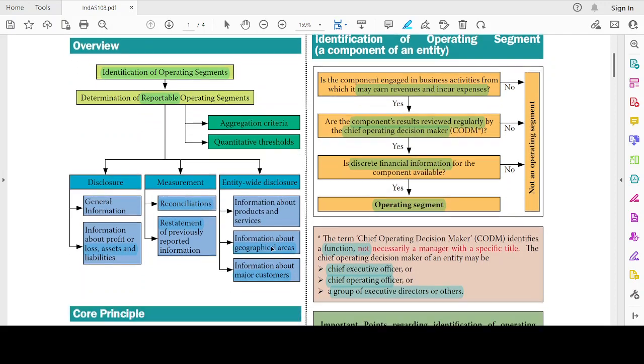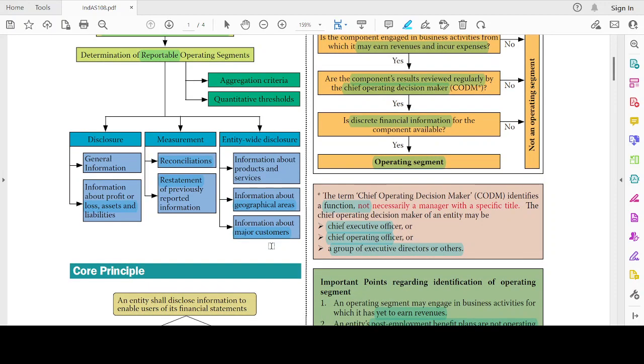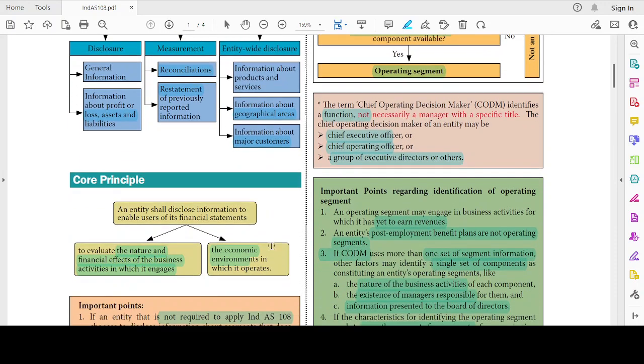Then the term CODM, that is Chief Operating Decision Maker, means the person with the function and not the mere designation. For example, it could be a person at the CFO level or CEO level, or a group of executive directors or others. Here also there are some important points.